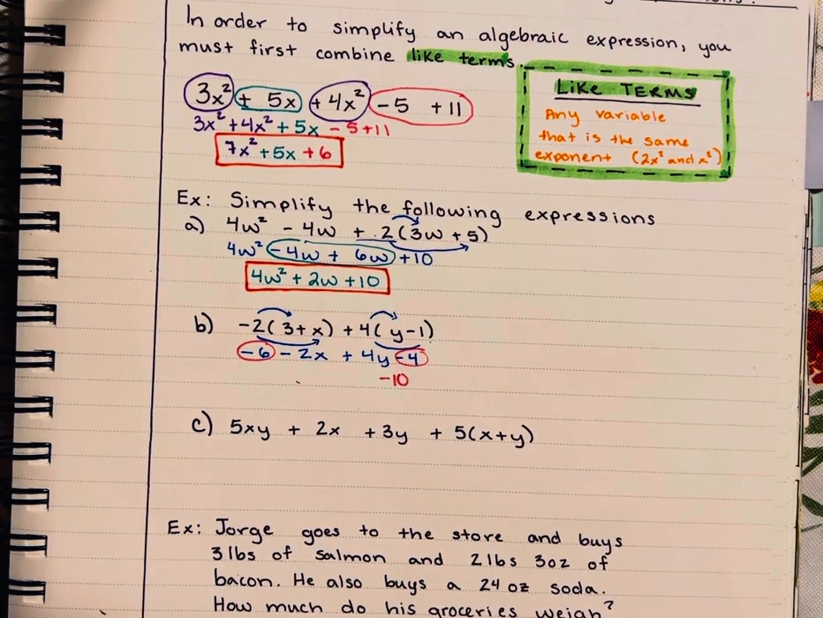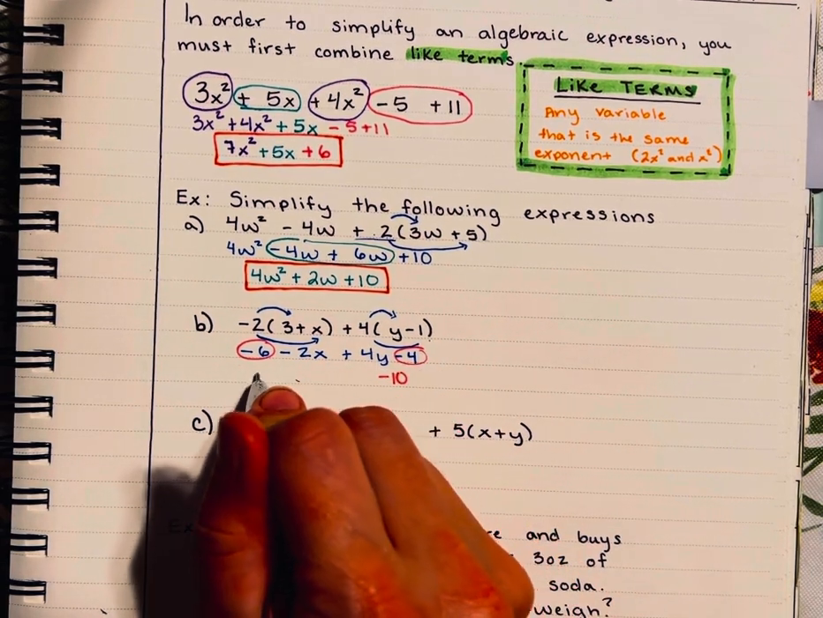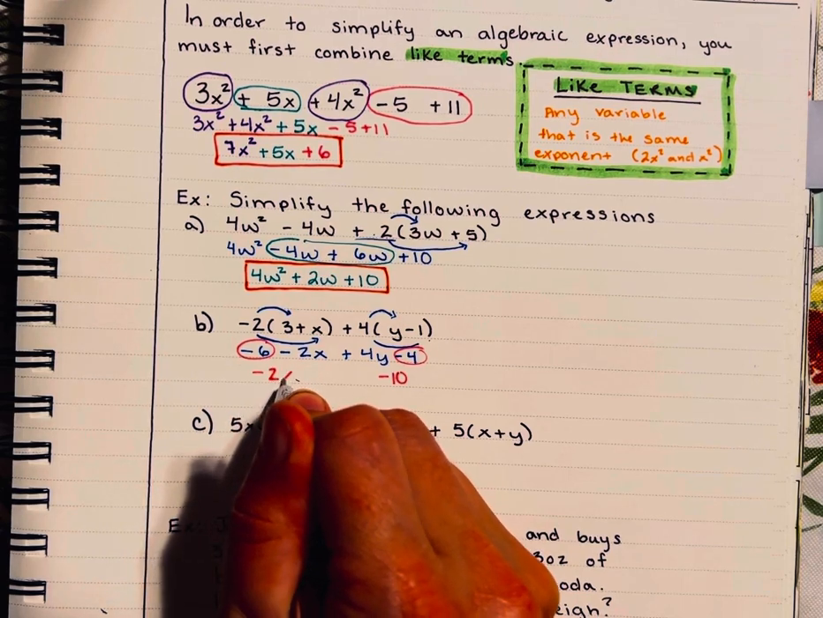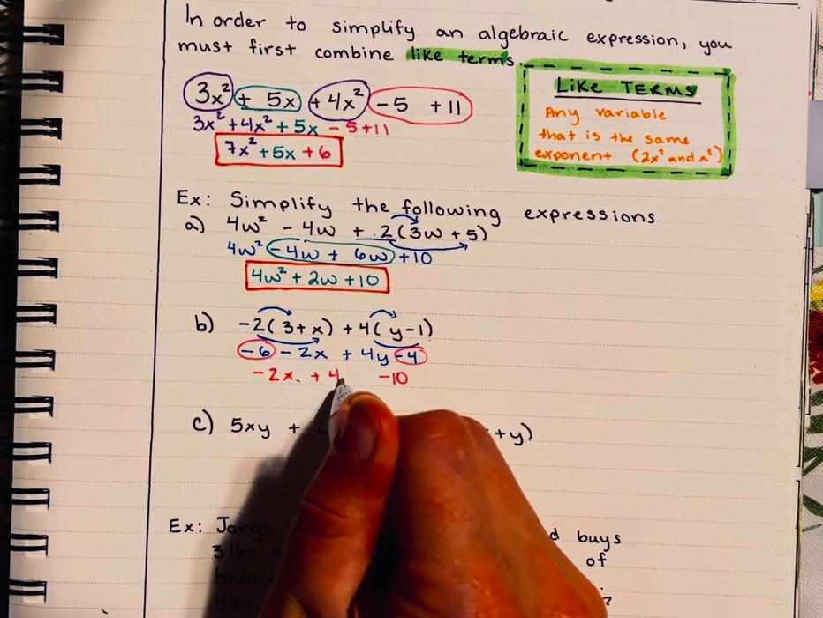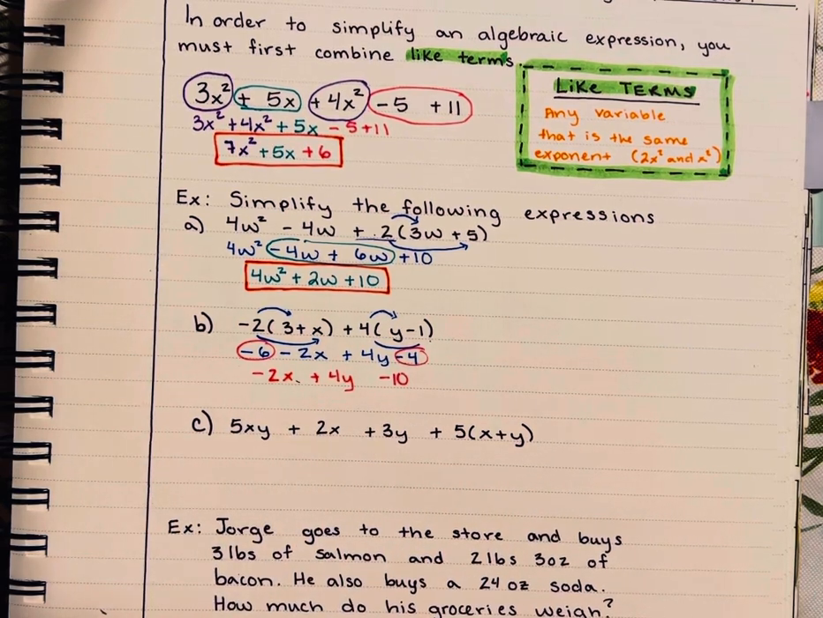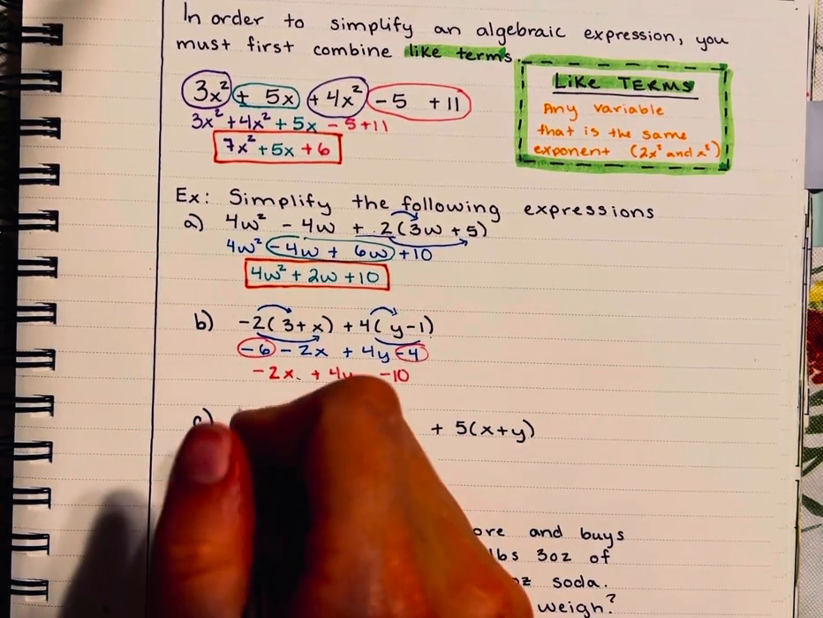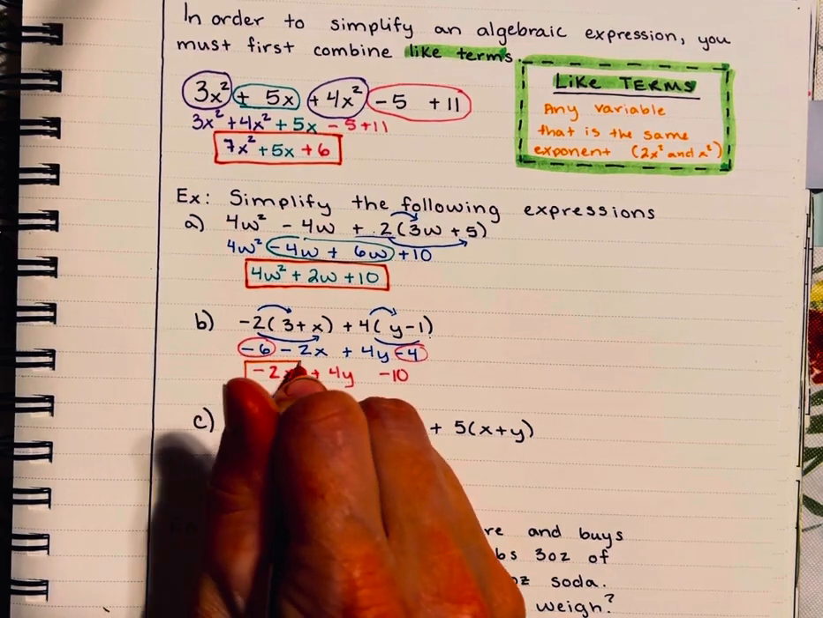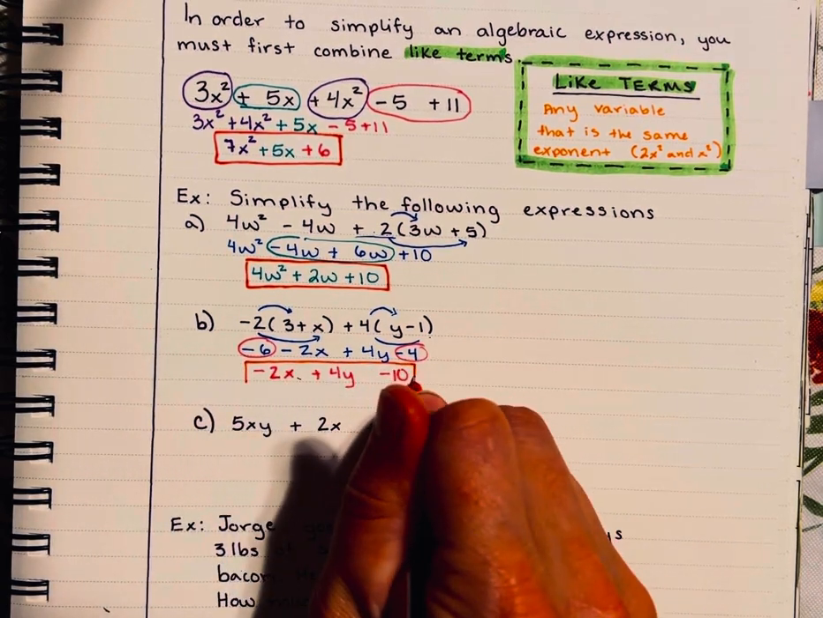And then I'm going to rewrite the rest of the expression, dropping down the -2x and the plus 4y. This expression does not have any more like terms that can be combined, so this would be the solution. -2x plus 4y minus 10.